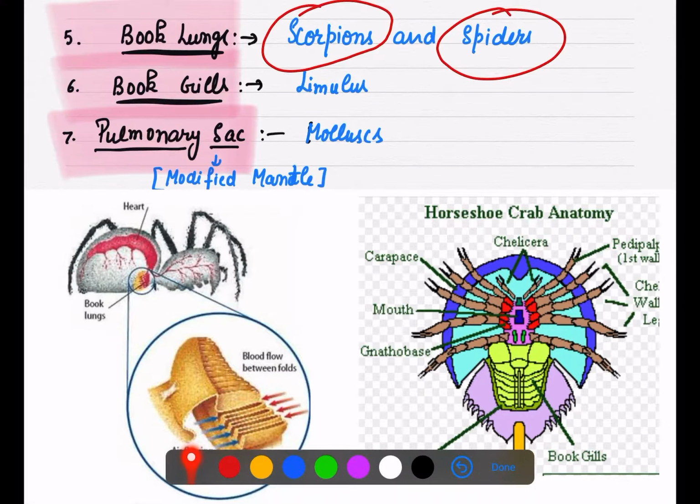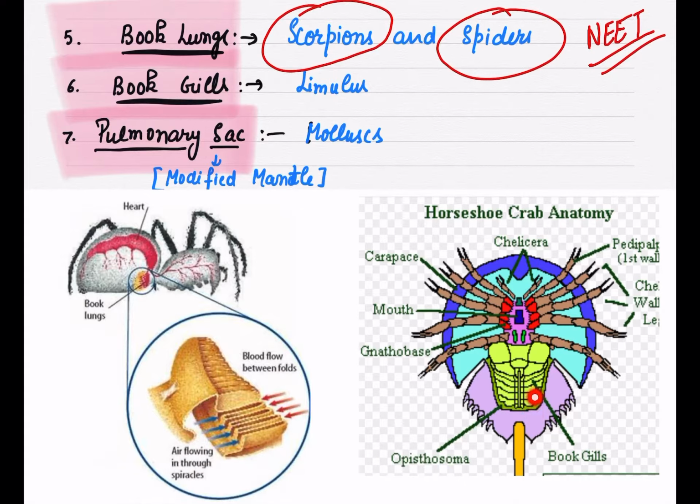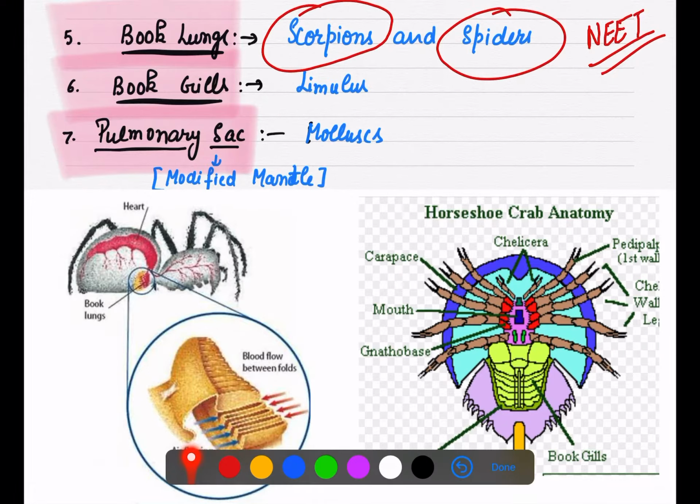Book gills, don't get confused. Why am I specifically talking about them? Because they are very important from your NEET point of view as well as for MCQs. Book gills are seen in Limulus, which is a crab. In the crab these book gills are observed. They are also in the form of folds, but with a different surface area. So book gills are the speciality of crabs or Limulus.